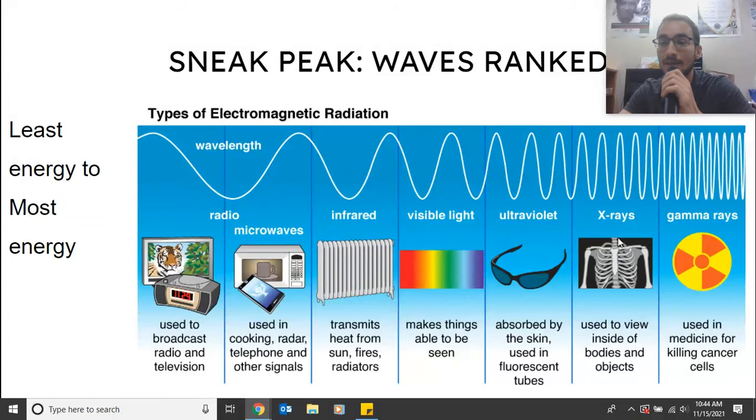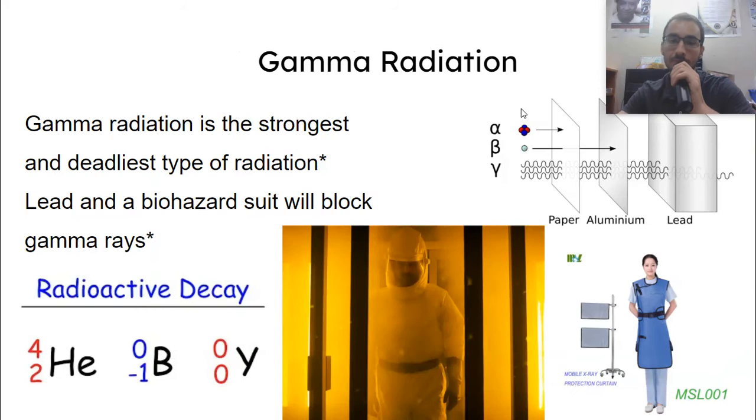The next strongest one is X-rays. X-rays will go through your skin, but they'll stop at your bone. That's why they use it for X-rays. The very strongest type of radiation is gamma rays. That's what's released by stars, and we use it in medicine to kill cancer cells. This spectrum is called the electromagnetic spectrum.